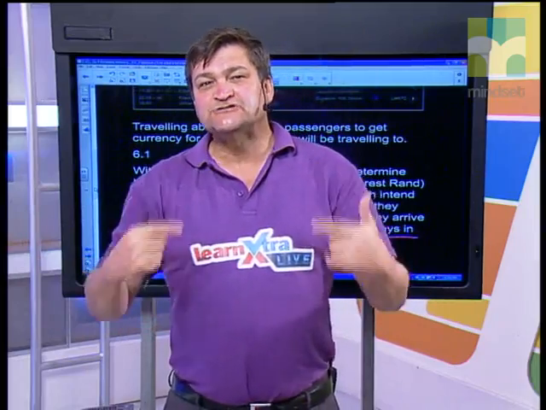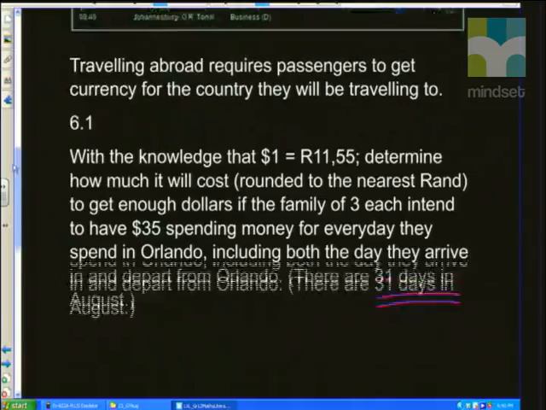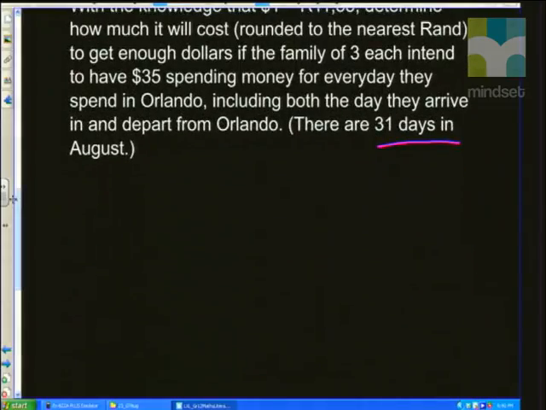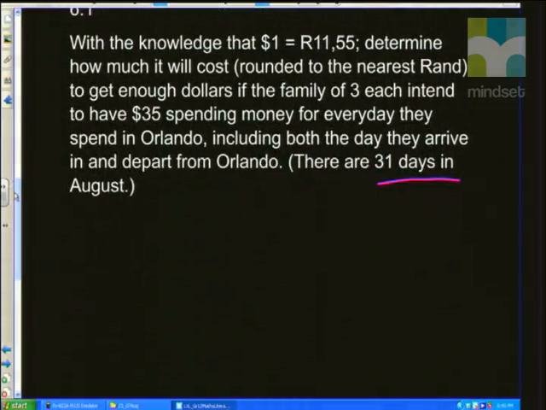So we've said, let's look at a budget of approximately $35 a day. Now, I have no idea if that's going to be enough or not. We might be sleeping on the pavement. But nevertheless, $35 per person per day. How much is that going to cost me in South African rands? Let's work it out. The first thing we know is that I am going to spend $35 per person.